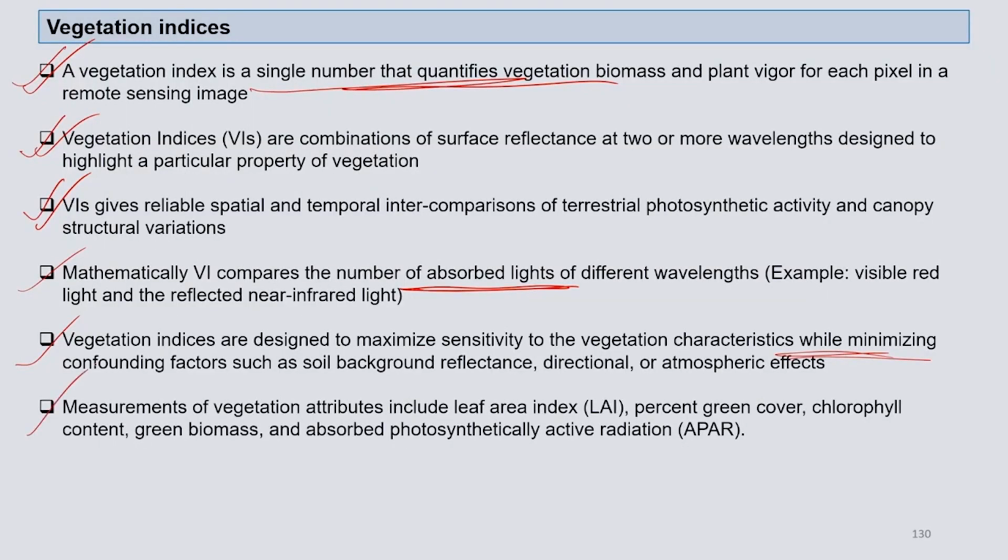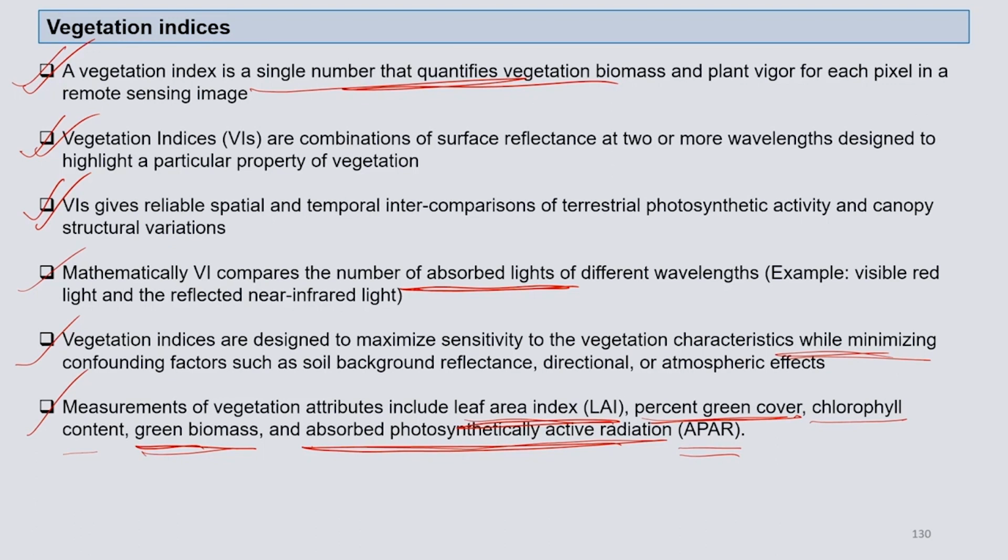So finally, the measurements of these vegetation attributes include leaf area index LAI, percentage green cover, chlorophyll content, green biomass, and absorbed photosynthetically active radiation, which we call APAR, a very important phenomenon in the field of GIS and remote sensing. APAR. Okay?